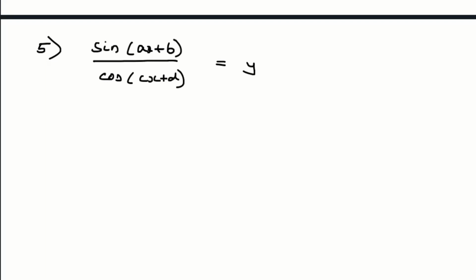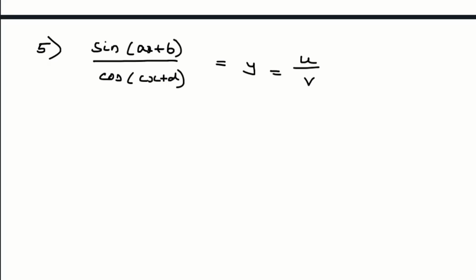Question number 5. Differentiate sine of ax plus b divided by cos of cx plus d. So you have to differentiate this. Let me take it as y. So what rule should I apply? I have to apply the rule of u by v. So y equal to u by v. That rule only I am going to apply here.